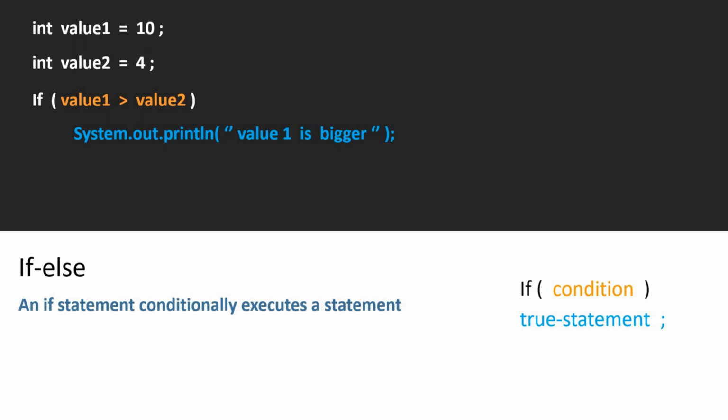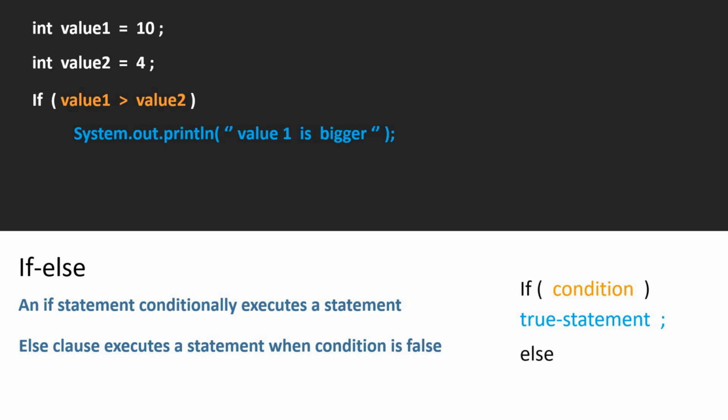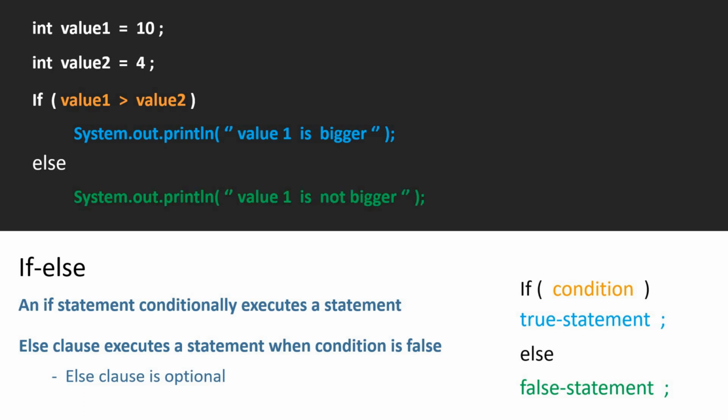Now there's also an else clause, and that allows us to execute a different statement if the condition was false. We do that with the else keyword, and then we simply provide the statement we want to run if the condition was false. Now the else clause is optional. You only need to provide an else clause if you want to run a different line of code in the case of the condition being false. So in our code above, we would simply add the else keyword, and the work we want to do if the condition was false. In this case, we'd simply print out that value 1 is not bigger.